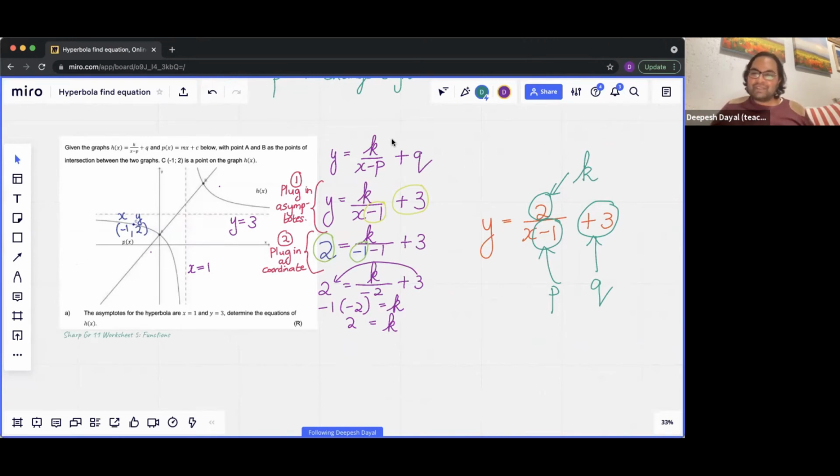But sometimes you finish your tests early and you're just sitting around, and sometimes you're not allowed to leave the venue until everybody's done. Then you can check your answers by plugging in coordinates: when you plug in an X, you get the Y, or when you plug in a Y, you get the X, right? So yeah, this is it for this one. Any questions related to this particular hyperbola?